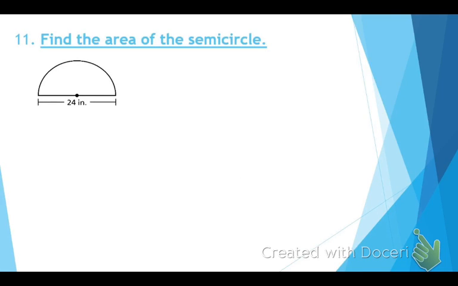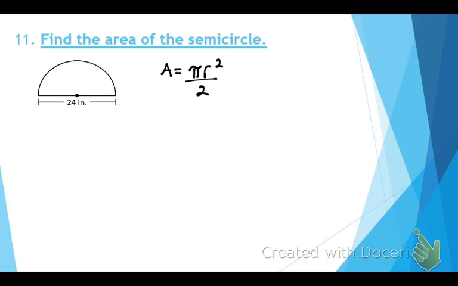All right, I saw a lot of different answers on this one. We're finding the area of a semicircle. Start first with the area of a circle. What's that formula? Everyone, now divide it by 2. A lot of people are still forgetting to divide it by 2.